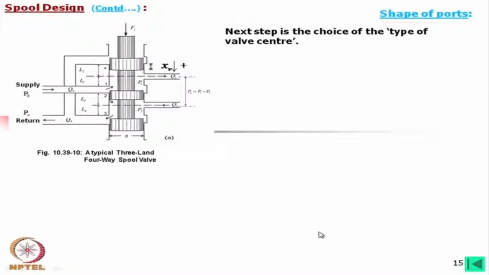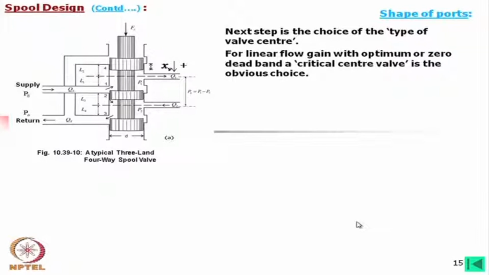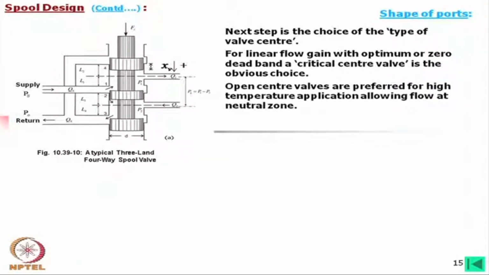Now, the next step is the choice of the type of valve center. That means the valve center is a closed center, open center, or critical center. For linear flow gain with optimum or zero dead band, a critical center valve is the obvious choice. Open center valves are preferred for high temperature applications, allowing flow at the neutral zone.